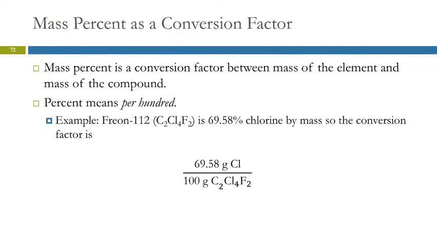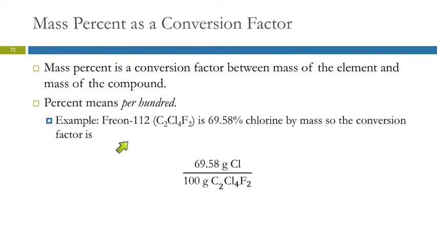Mass percent is useful as a conversion factor. It relates the mass of an element in a compound to the mass of the compound itself. Remember that percent literally means per 100. How many parts per 100 parts? Per million means parts per million. Per billion is parts per billion.